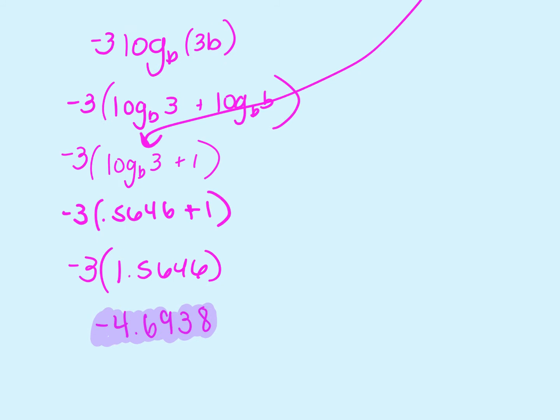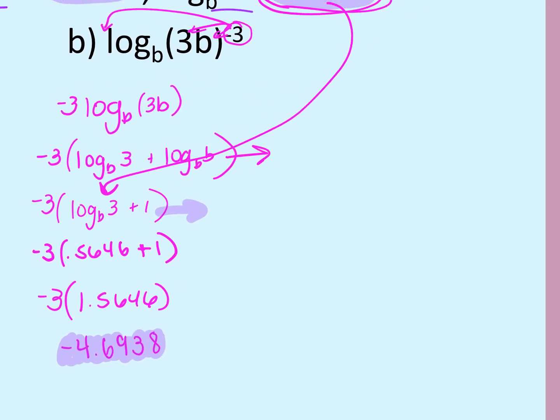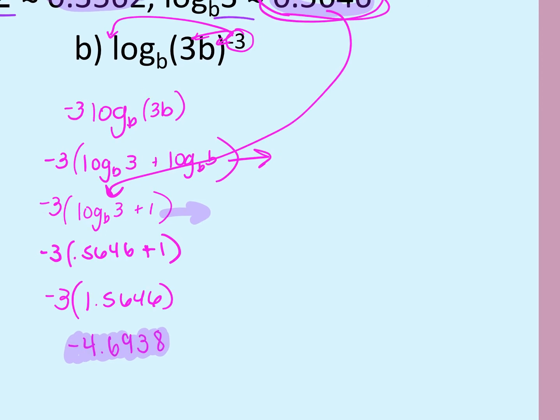Did you distribute the -3 from here? I distributed, and then I put it together. Oh, you distributed before. Okay, wait, hang on. I got negative 3 log b of 3, plus negative 3 log b of b. Okay. And then I cancel the b. This is 1. Yeah.